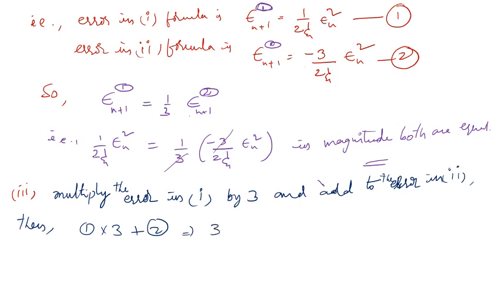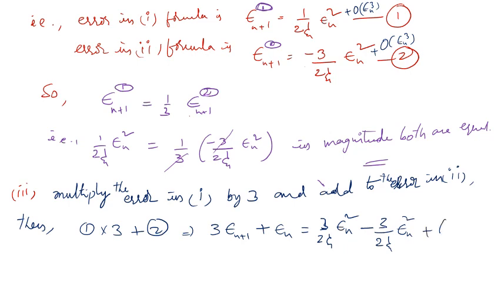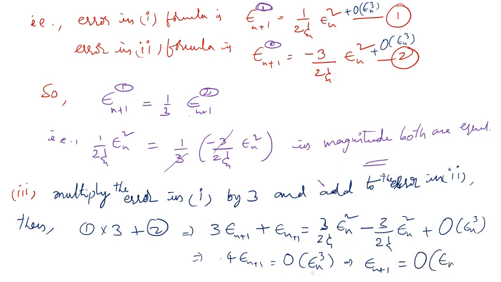This implies 3 epsilon n plus 1, the left side part I am taking, plus epsilon n plus 1 equal to 1 by 2 xi multiplied by 3, 1 by 2 xi epsilon n square, plus order of epsilon n cube, right? Add it to the second one, epsilon n square, and both have epsilon n cube terms. So what I am getting: 4 epsilon n plus 1 equal to order of epsilon n cube. Taking this 4 within the order, anyway it is of order epsilon n cube.